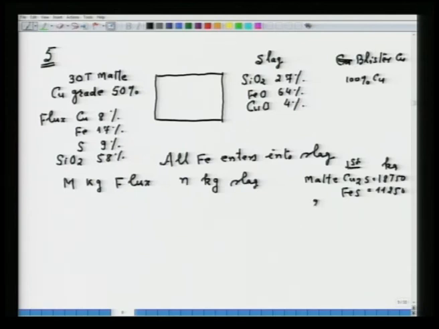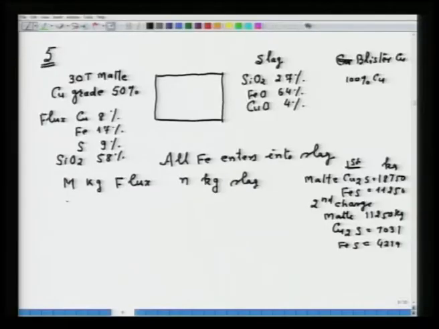Now, the second charge. In the second charge, 11,250 kg of matte is charged, whose grade is 50%. So, we now have Cu2S equal to 7,031 kg and FeS equal to 4,291 kg. Now, when you consider the total amount of FeS oxidized and the total amount of slag, you have to consider the FeS which is charged from both the stages.